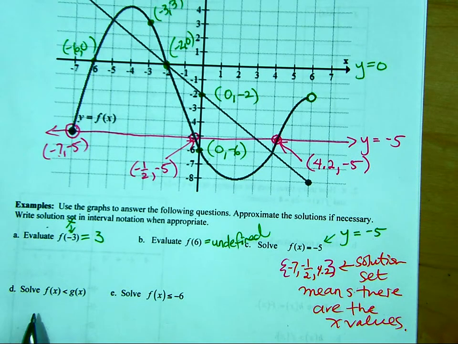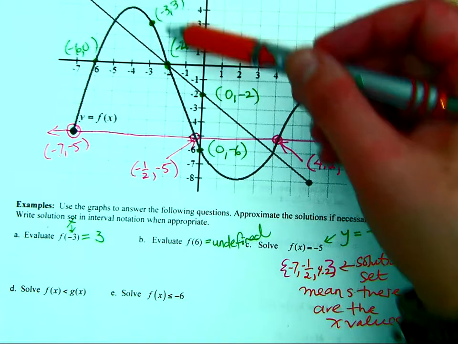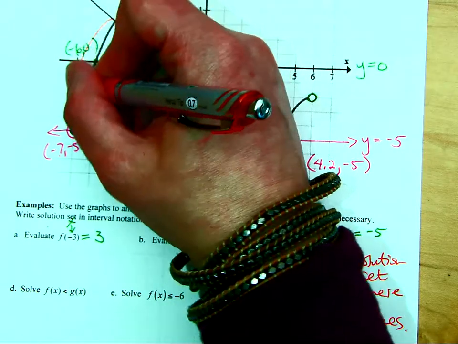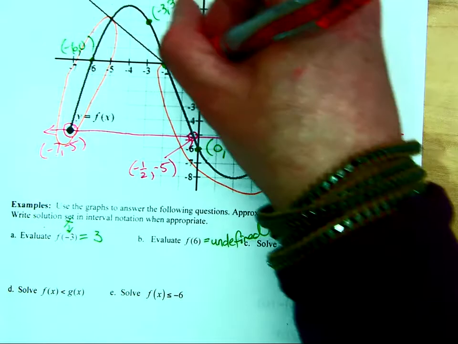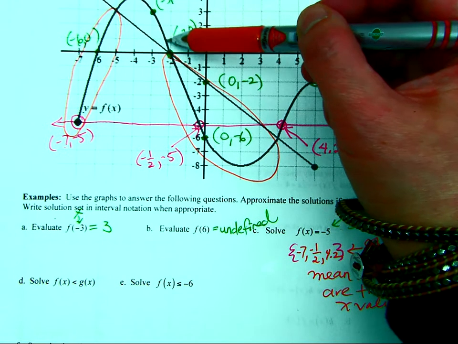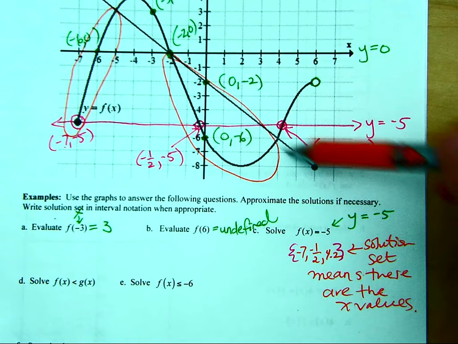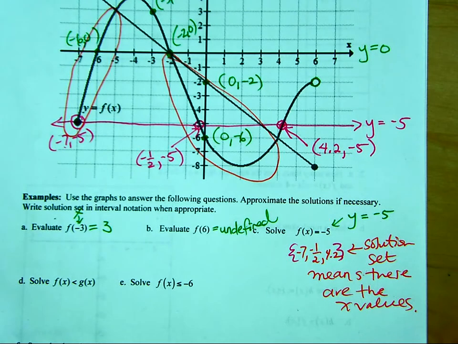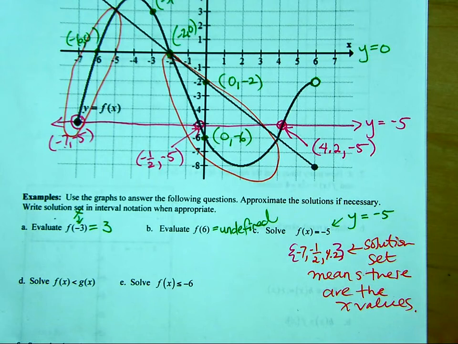Okay, this says solve where f of x is less than g of x. So if we go on the graph, here's g of x and here's f of x. We want to know the places where f of x is below the line, because that's saying f of x is less than g of x. Here f of x goes over g of x, it's above, so we don't want that part. Here f of x is greater than g of x because it's above the line. So we want all the places where f of x is below g of x.